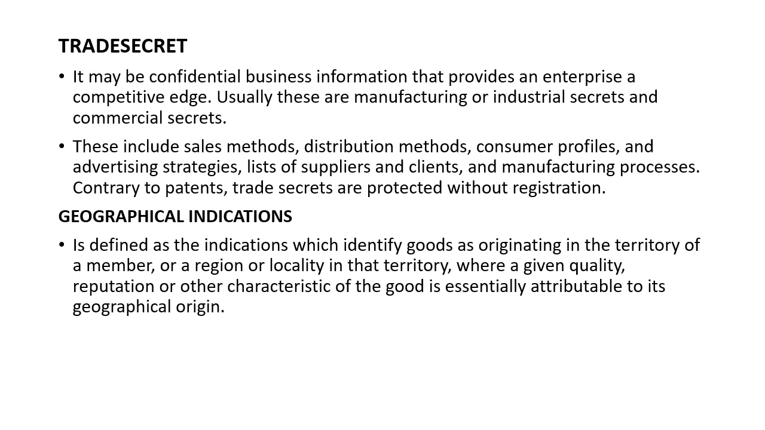geographical indications. Okay, it is defined as the indication which identifies goods as originating in the territory of a member, or a region or a locality in that territory, where a given quality, reputation, or other characteristics of the good is essentially attributable to its geographical origin. Usually, wine and spirit makers are particularly concerned about the use of a place name to identify the products, and the TRIPS agreement contains special provisions for these products also.